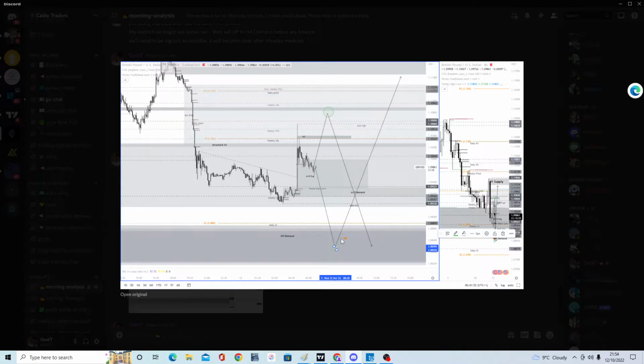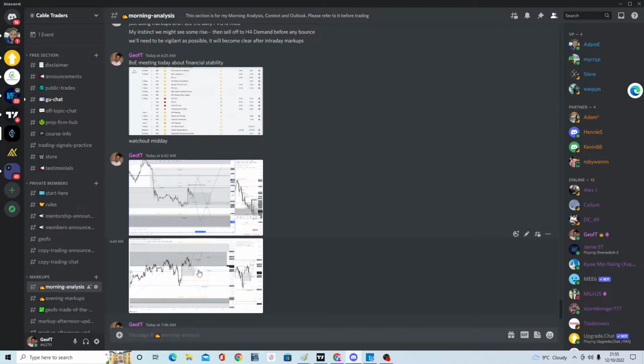We have this H4 demand below, which we didn't end up testing. But that's usually the plan: wait for a move outside of the value area, within the range, and try to catch a reversal. If not, we've got plenty of other setups to try and deduce the day's price action.